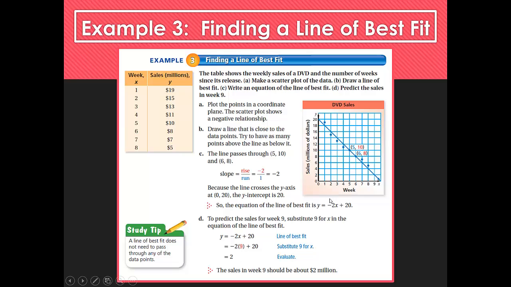So now we can see if that works on the graph that we have. So week 9, we can go up here, and then we can go across and see that it does match up with 2. If we look at our study tip, it tells us a line of best fit does not need to pass through any of the data points. Sometimes it will. In this case, it goes through a couple of them, it passes through 2, but it doesn't have to pass through any of them. But you should have some on both sides, above and below your line.